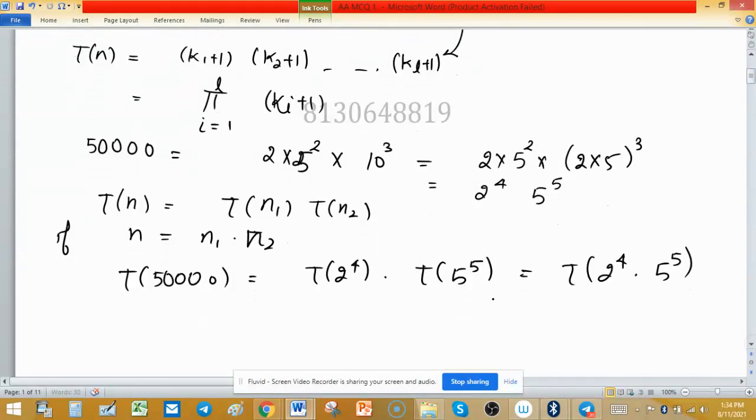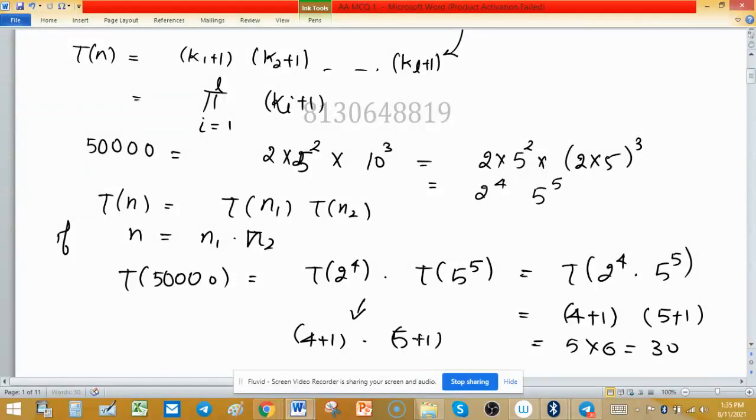So we use the powers only. The powers are 4 plus 1, so we need to add 1, and 5 plus 1. So 5 into 6, the answer is 30. And from the tau function directly, I can use 4 plus 1 into 5 plus 1, again we get 30.